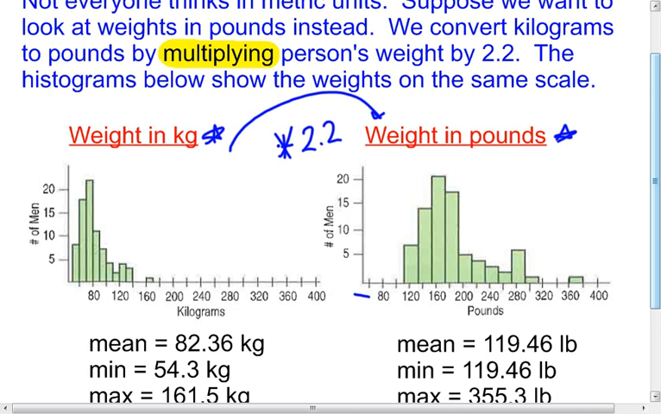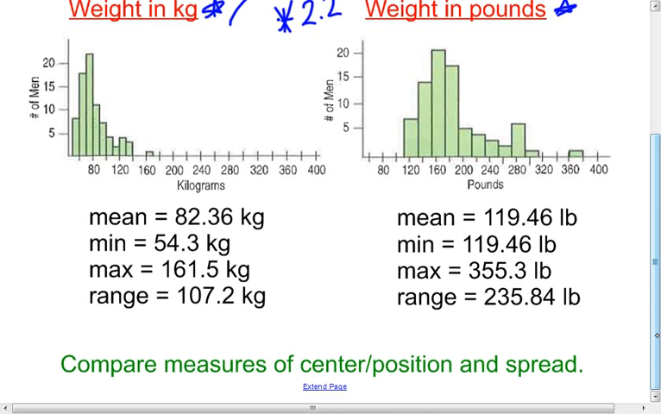Okay, so the mean of this set down here was 82.36 kilograms. The mean of this set was 119.46. Okay, the min over here was 54.3, and you can see what the min is over here, okay? The range is a way to describe the spread, and you can see that they're a little bit different, okay?